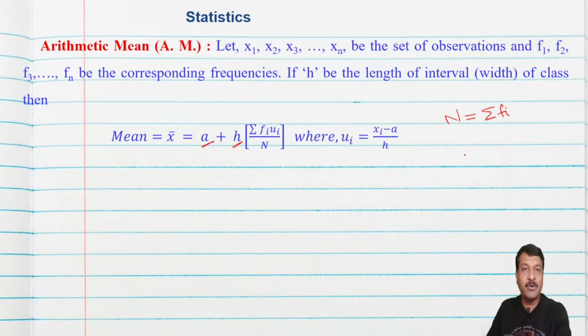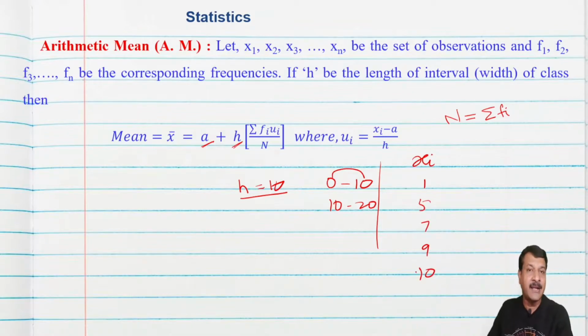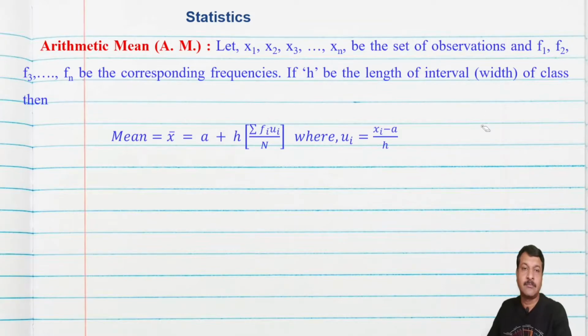Note that if h is not there, meaning the interval is not given. For example, if the intervals are 0 to 10, 10 to 20, like that, then here h is 10, meaning the length of that class is 10. But suppose the values of xi are directly given as 1, 5, 7, 9, 10, like that, then h is absent. So in this case, ui equals xi minus a only. So h is supposed to be 1 everywhere. You put h equal to 1. Note this change.